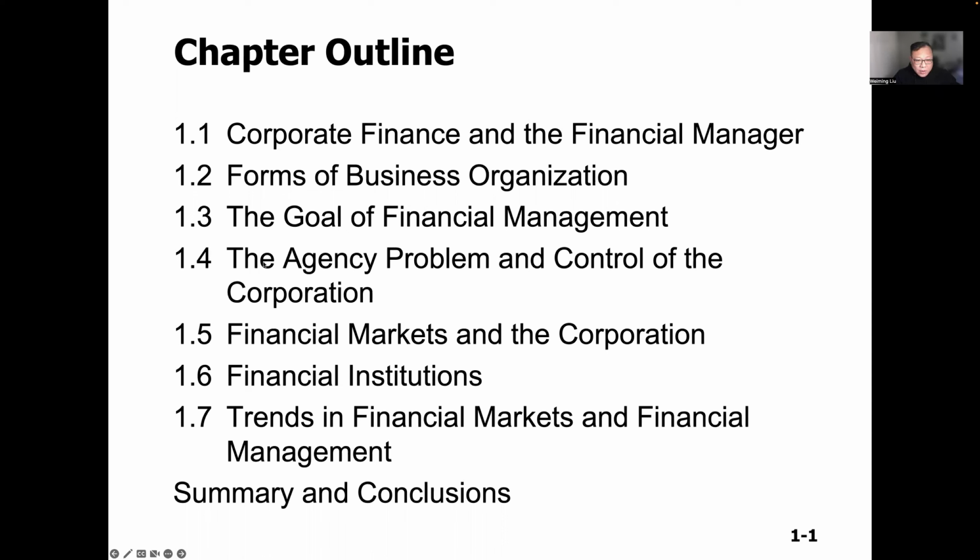And then we are going to introduce the agency problems and how corporations can deal with the agency problem. We are going to learn about financial markets and financial institutions. And we're going to finish with a brief discussion about the trends in the financial market and financial management.